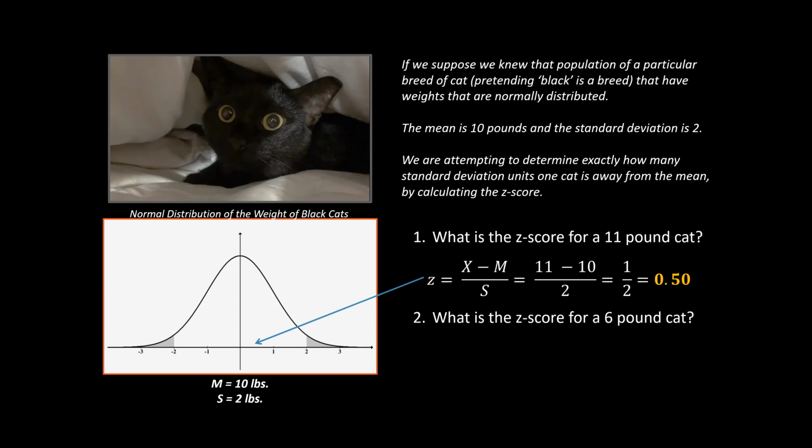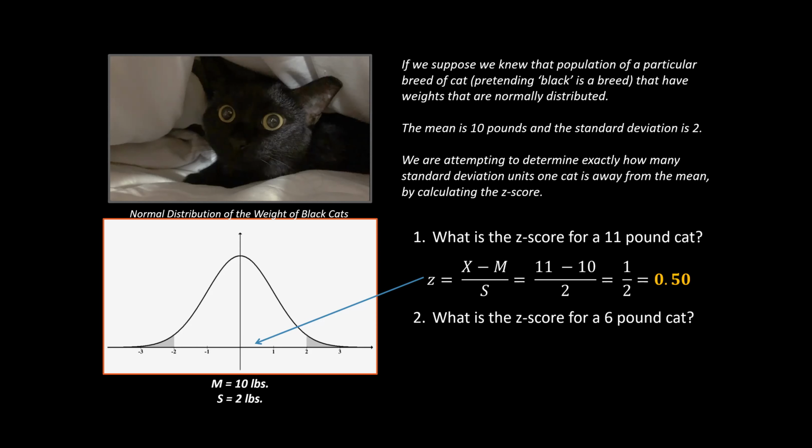So we plug this into our formula. 11 minus 10 divided by 2. So that's going to be 1 divided by 2. And we should get a z-score of 0.5 for an 11-pound cat, which makes sense, right? Half of a standard deviation of 2 is 1. And then we add 1 to the mean of 10. And that's halfway between the mean and the first standard deviation. So this cat that weighs 11 pounds is going to fall right here on the distribution.